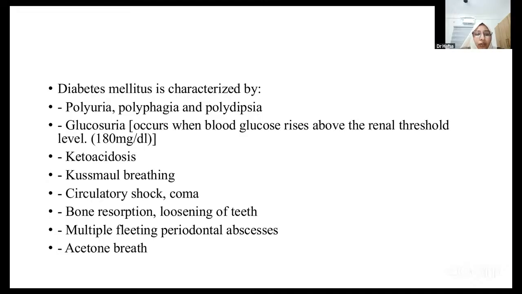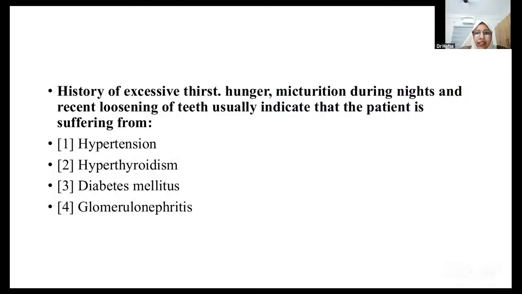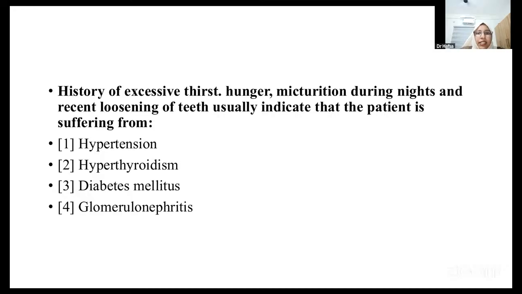If you are very thorough with the theory, then you just look into it. They have bone resorption, loosening of teeth. Then all the others like ketoacidosis, Kussmaul breathing, circulatory shock, and everything comes in diabetes mellitus. So from this explanation, you got that it can fit into diabetes mellitus. What you understand is that the theory part of diabetes mellitus should be very clear. So we go back, and the answer is diabetes mellitus, with the explanation, with the thorough theory.